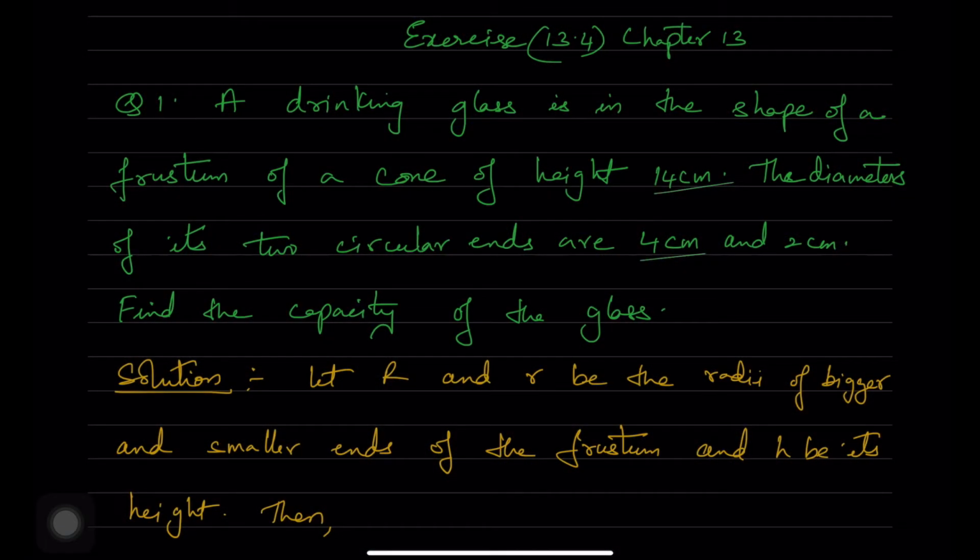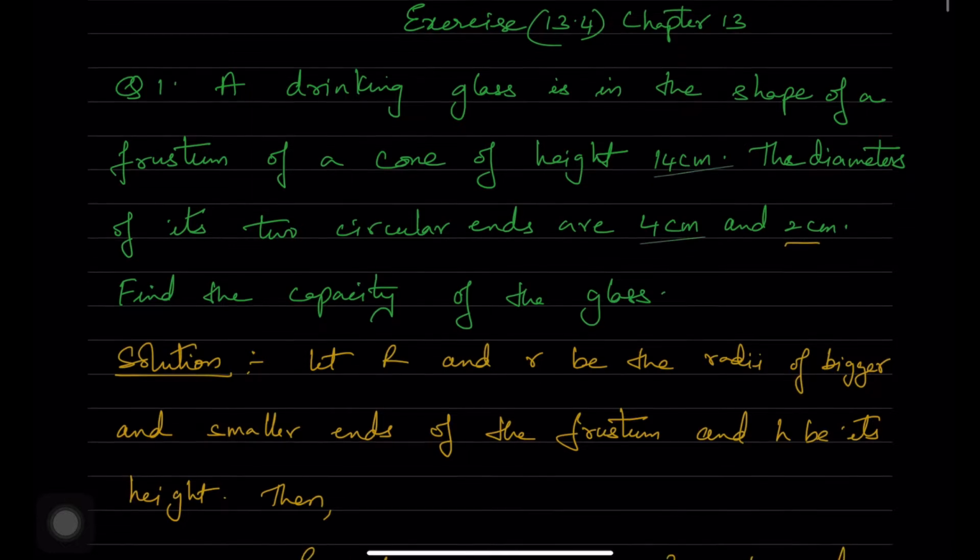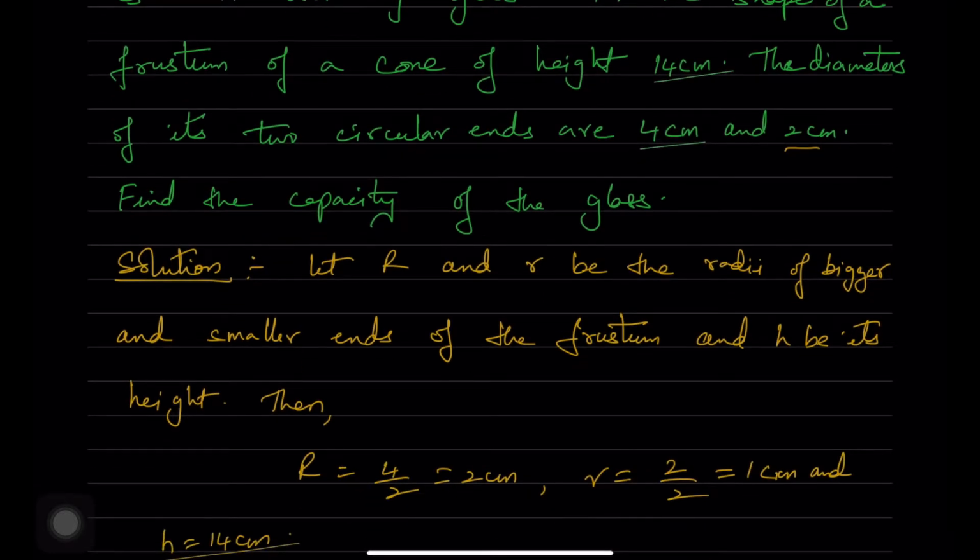Exercise 13.4, Chapter 13, Surface Areas and Volumes. A drinking glass in the shape of a frustum of a cone of height 14 centimeters. The diameters of its two circular ends are 4 centimeters and 2 centimeters. Find the capacity of the glass. So we have to find out what is the volume of the glass.